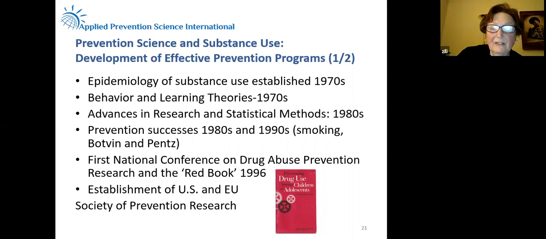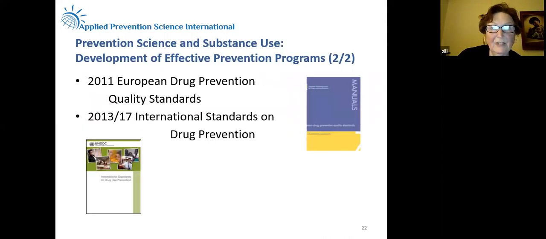Since then, Australia and New Zealand are starting not a Society for Prevention Research, but an association that looks at prevention and prevention research, and the Brazilians are starting a society that includes health education as well as prevention research.